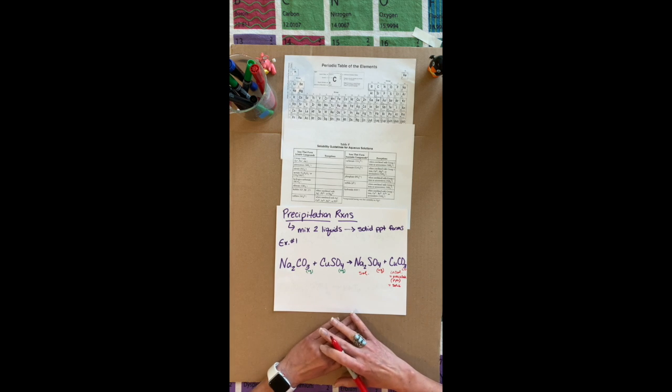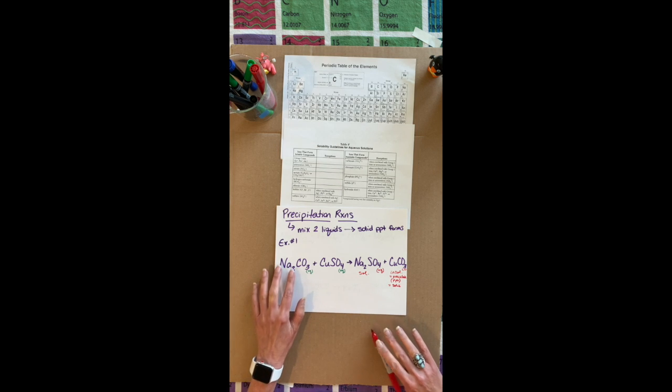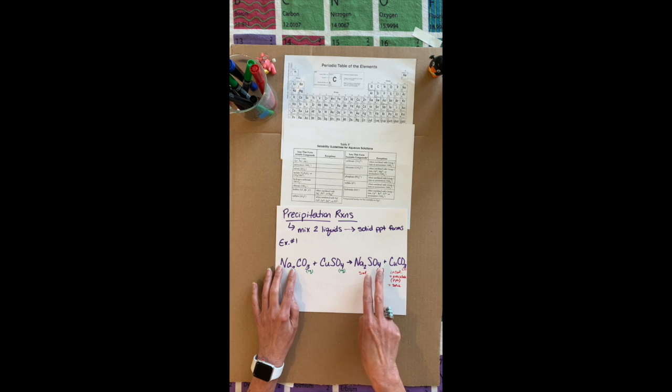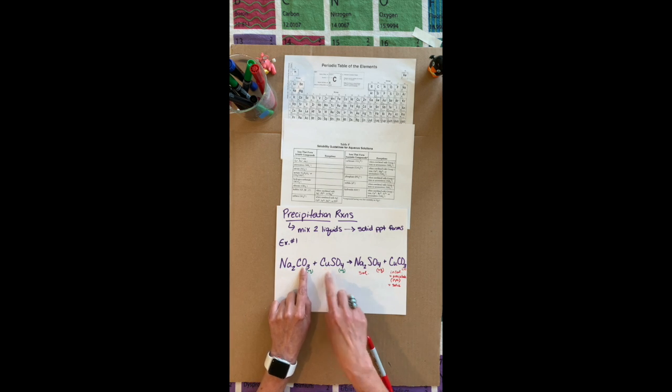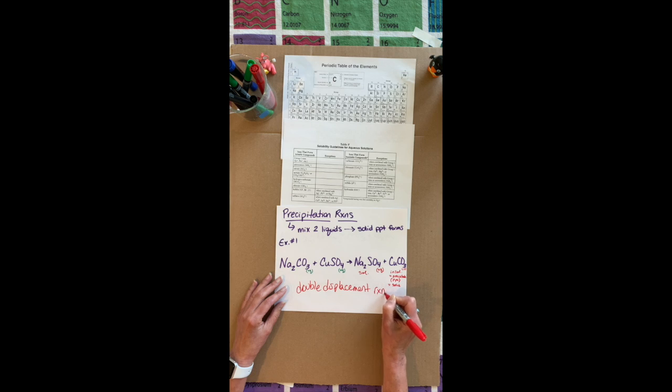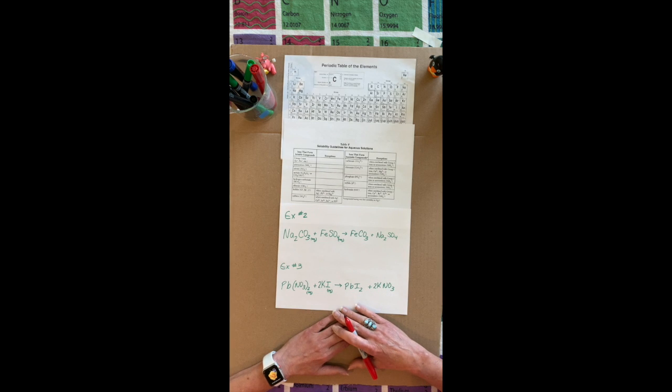By the way, I hope you're recognizing what kind of chemical reaction this is from a former unit. You notice that sodium switches its partner. Sodium goes with sulfate, copper with carbonate. I hope you're recognizing that this is a double displacement reaction. Let's look at a few more examples.